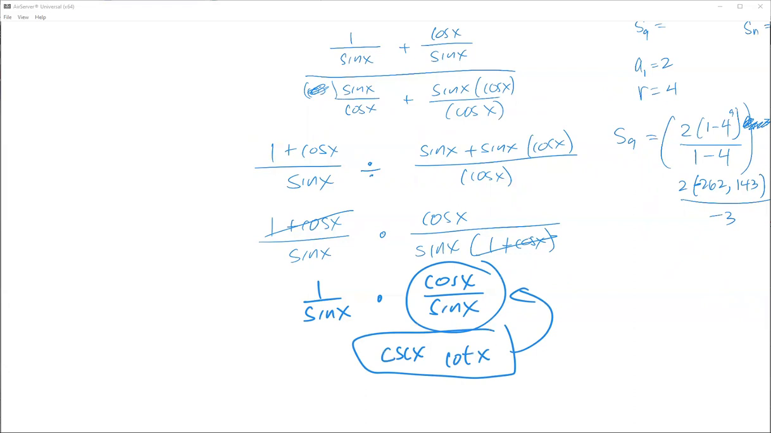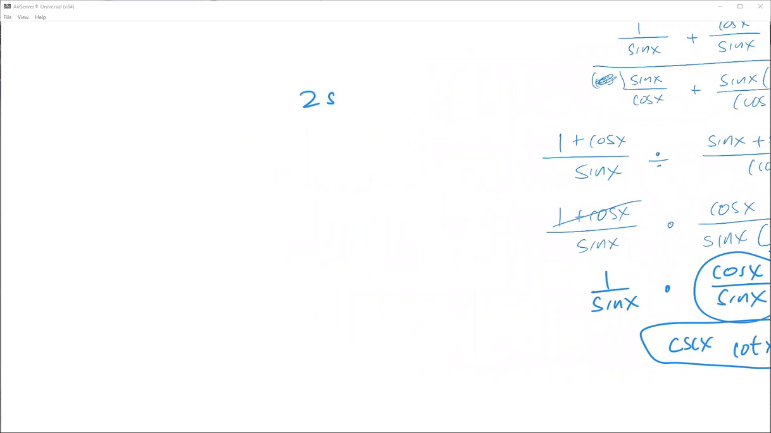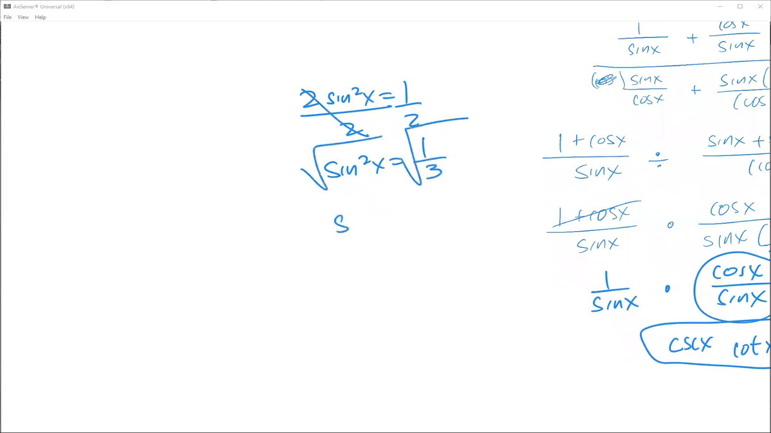Right? The last problem, number 24, is 2 sine squared x is equal to 1. Divide by 2. Sine squared x is equal to 1 over 2. Square root both sides. It'll be sine x is equal to radical 1 over radical 3, and then multiply the top and the bottom by radical 3. So sine x is radical 3 over 3.